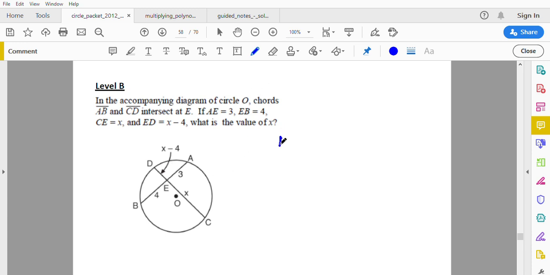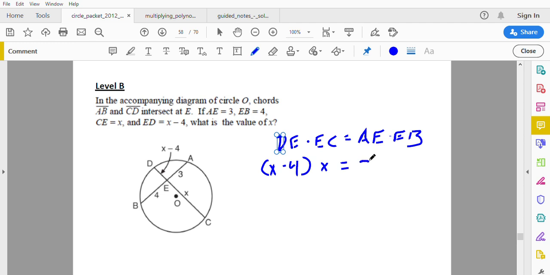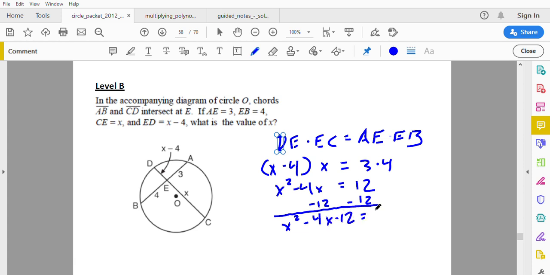DE times EC is equal to AE times EB. So DE is X minus 4, and we're going to multiply that times X, and that's going to equal 3 times 4. Okay, so let's distribute. X squared minus 4X is equal to 12. Okay, yes, you're going to have to solve a quadratic here. You can complete the square, or you can go ahead and factor these. Most of these will be factorable. So X squared minus 4X minus 12 is equal to 0.